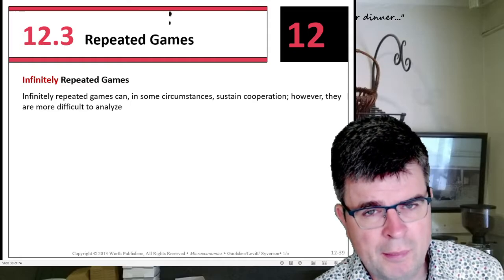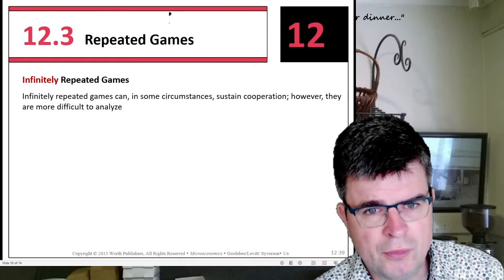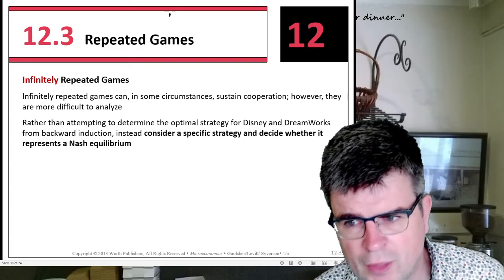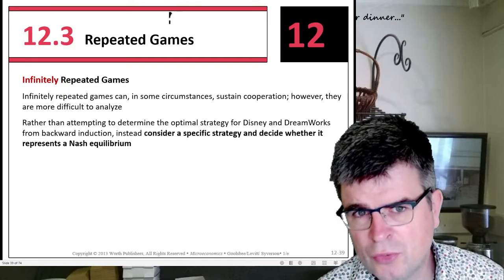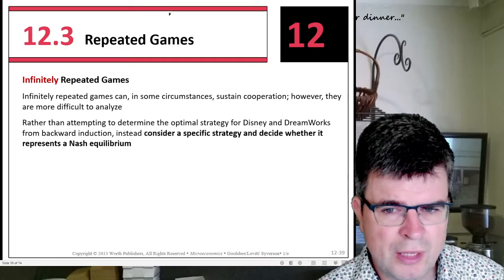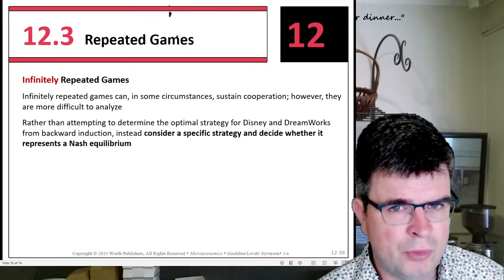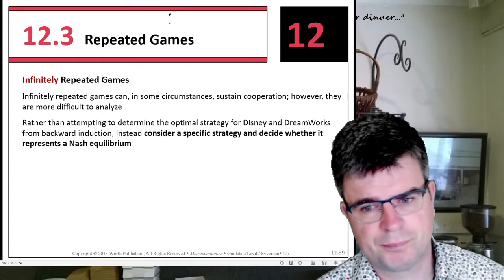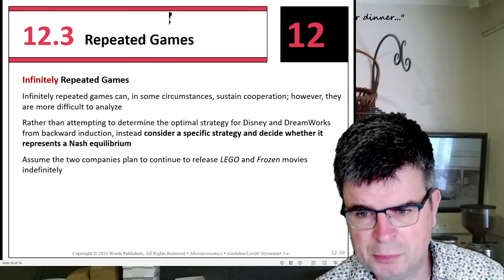Cooperation can be sustained in some circumstances when the game is infinitely repeated, but it is somewhat more difficult to analyze. We cannot use backward induction, because we cannot start in the final period: there is no finite period in the infinitely repeated game. So instead, we will consider a specific strategy and decide whether that strategy represents a Nash equilibrium. That may sound rather abstract, but we try to be very specific here.